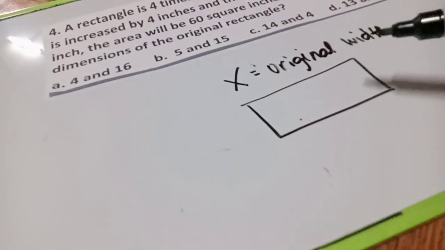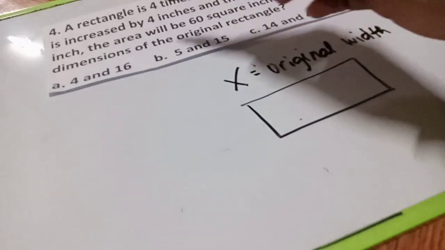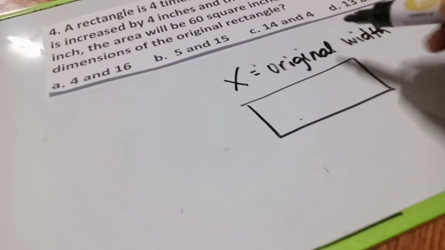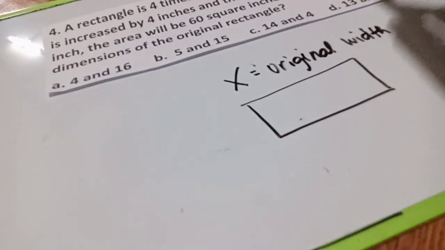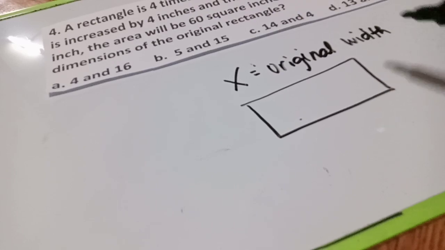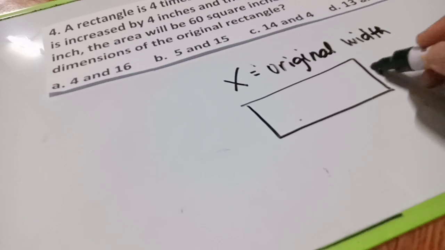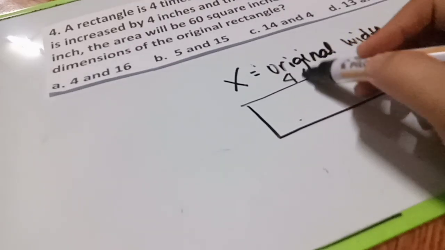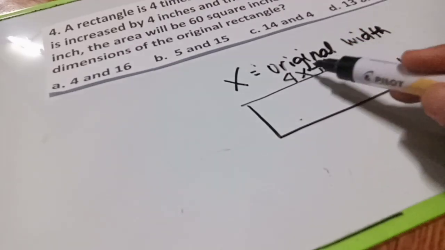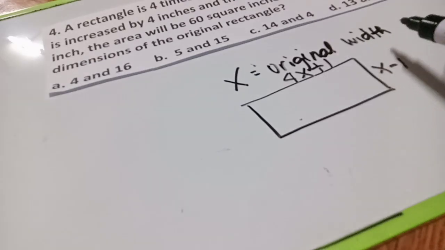So we need to have 4 inches added if the length is increased by 4, and the width decreased by 1. So automatically the width is x minus 1, and the length is 4x plus 4. So x represents the width.